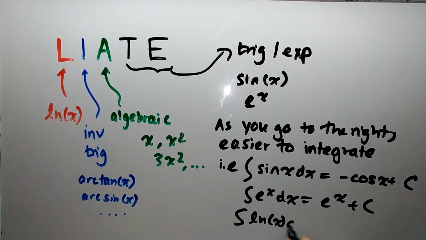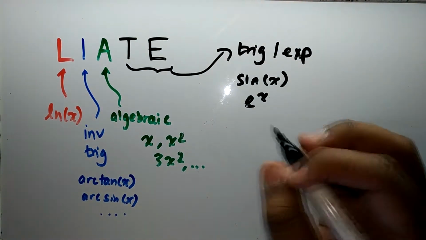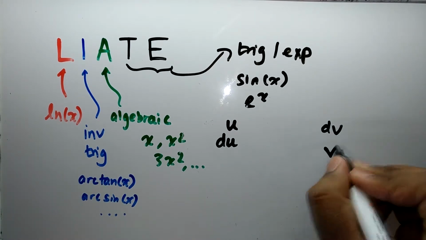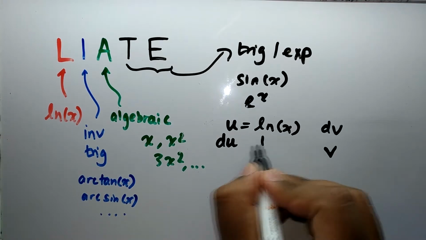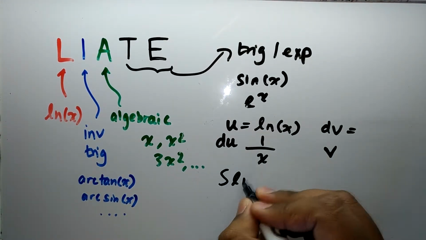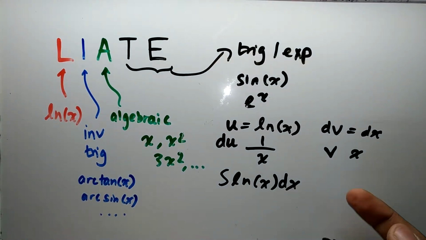But something like the integral of ln x is kind of complicated, and we can't exactly integrate that by inspection. So we would set up our u, du, dv, and v, and we would put in u as ln x, and we can easily differentiate that as 1 over x. And for dv, if you look at the integral ln x dx, all that's left is dx, and v would then be x. And then we can just plug it into our integration by parts formula.